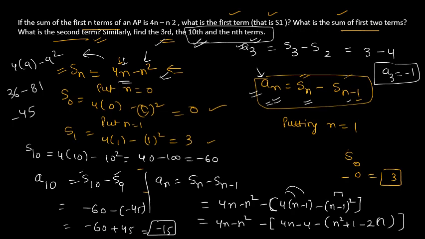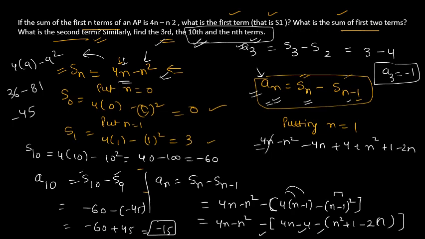Now you can open it. How? You can open it this way, 4n minus n square. Now here minus of minus 4n will make it plus 4, minus of minus makes plus n square plus 1 minus 2n, correct? So your answer will be 4n is cancelled with 4n, n square is cancelled with n square, 4 plus 1 is 5, so 5 minus 2n will be your nth term, correct? In this way you can solve these sorts of questions.